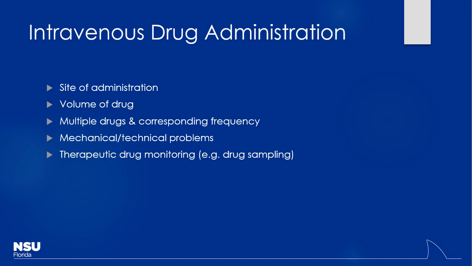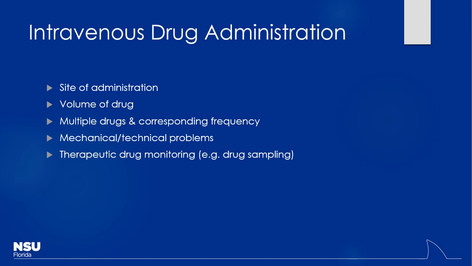Also, consider multiple drugs and the corresponding frequency. Like, how often am I giving these drugs? I'm giving them all together. Is that a big fluid bolus for them potentially? It can be really important. And of course, there are just mechanical technical issues, right? So think about what kind of access you have. Do you have central access or not? When I say central access, what does that mean?